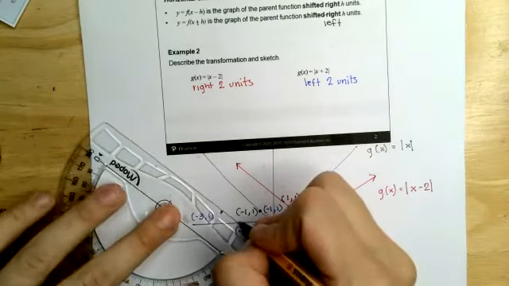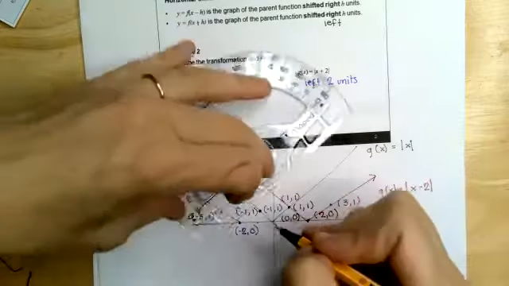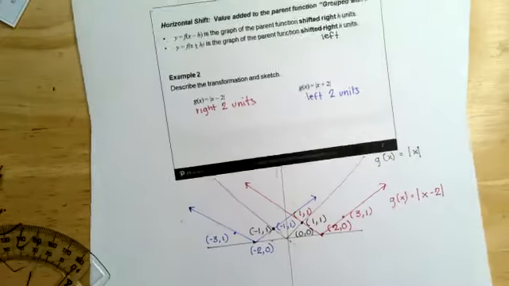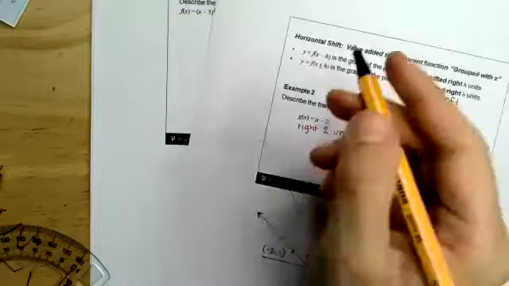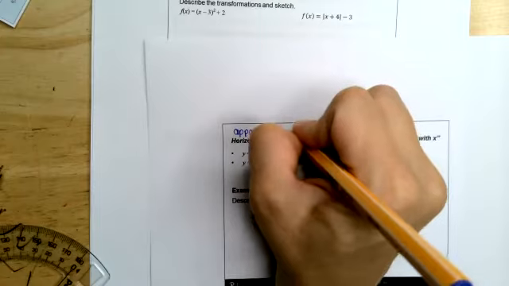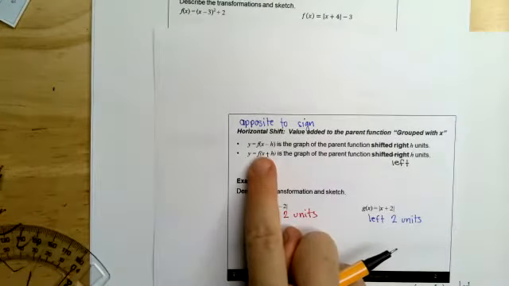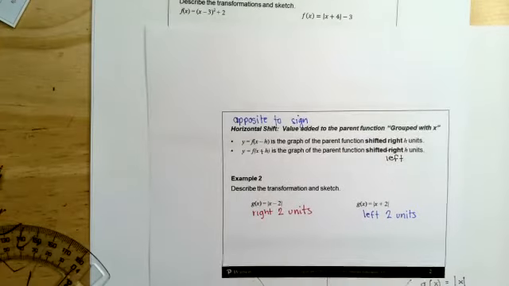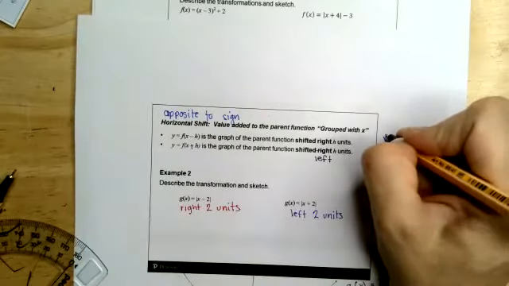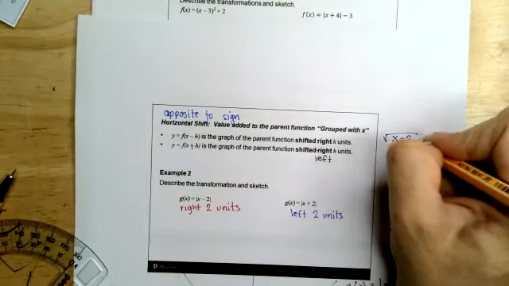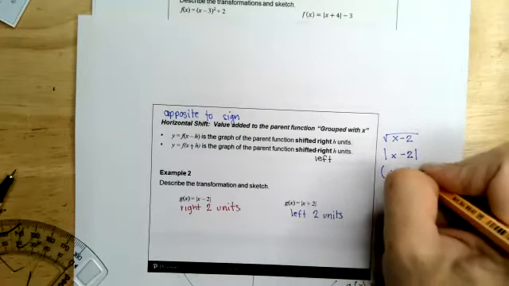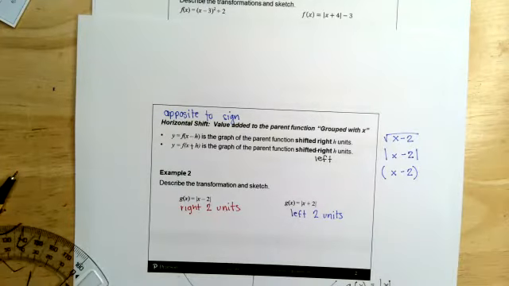So those are just horizontal shifts. We picked up the graph and we moved it somewhere else. Remember, horizontal is the opposite to the sign. If you're subtracting, you're moving it right. If you're adding, you're moving it left. Horizontal will be inside the grouping symbols. Like that. Those are all grouping symbols.